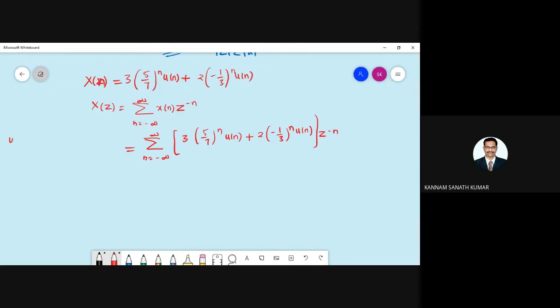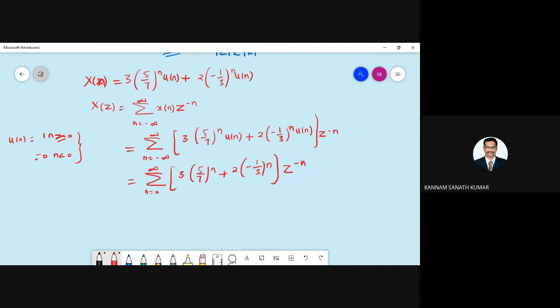So how do you define the u[n] function? u[n] equal to 1 for n greater than or equal to 0, and 0 for n less than 0. So it is defined only from 0 to infinity. So n equal to 0 to infinity, 3 into (5/7)ⁿ plus 2 into, that becomes 1, no? For n greater than or equal to 0, u[n] becomes 1. So (−1/3)ⁿ into z to the power minus n.